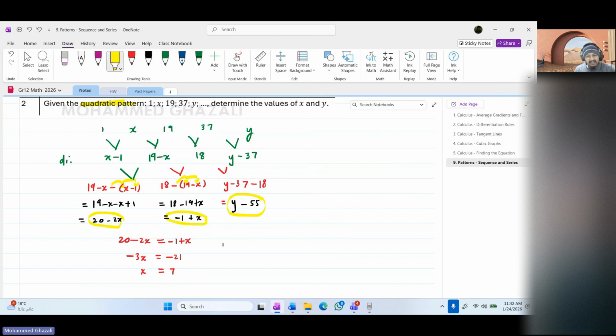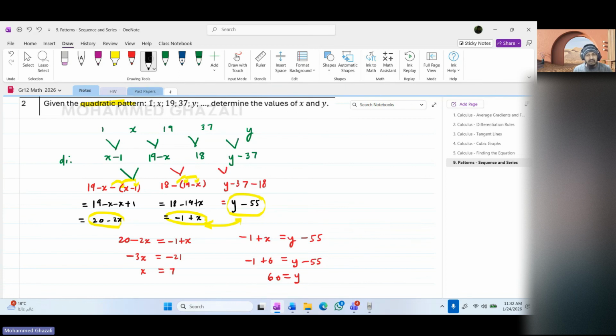Now, because x is 7, remember we can also equate these two. So we can say minus 1 plus x equals y minus 55. Remember the value of x was 7, so minus 1 plus 7 equals y minus 55. I can just take minus 55 over to the other side and add 55. This is 6 plus 55, so y is equal to 61.